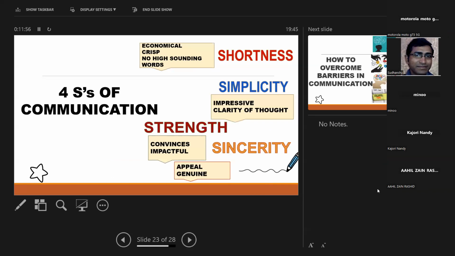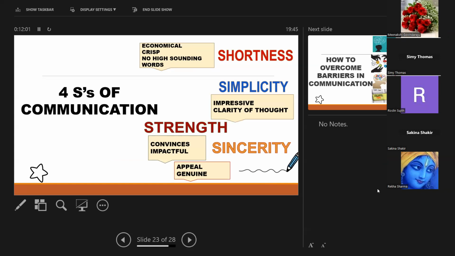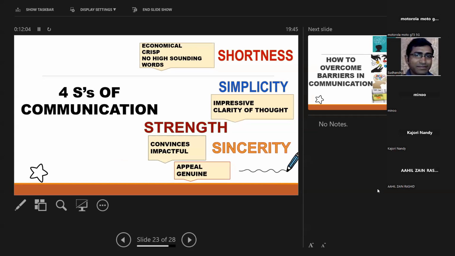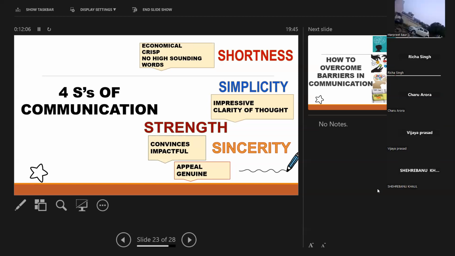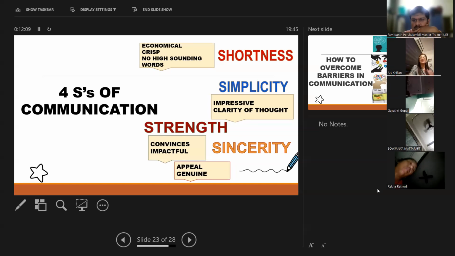Here comes the next one. Make sure that your words stand out with 4S. 4S is a strategy that highlights the words that you use with your child so that they can notice, they understand, and eventually they use them. So the 4S are shortness: it should be short, simple to understand; strength: strong, it conveys your message; and sincerity: your message should appeal. The genuine appeal should be there. So that's how your message has to be.